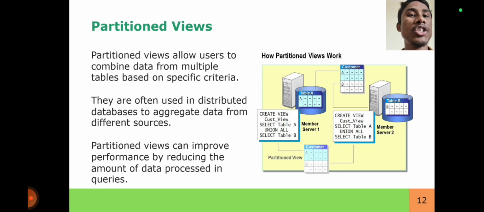Partition views. Partition views allow the user to combine data from multiple tables based on specific criteria. They are often used with distributed data to aggregate data from different sources. If you see the example, create view customer view, select from table A, union all. With this example, we can combine the two tables. Union all means combining all the values in the two tables. Partition views can improve performance by reducing the amount of data processed in queries.